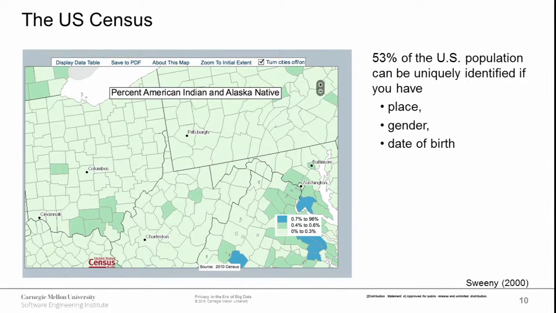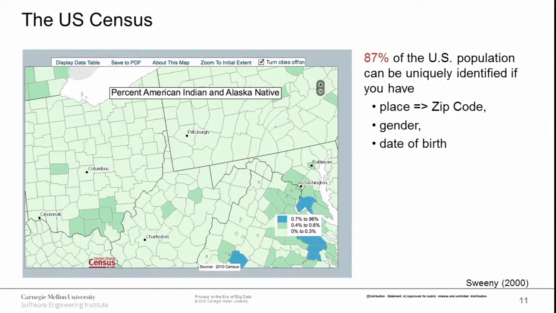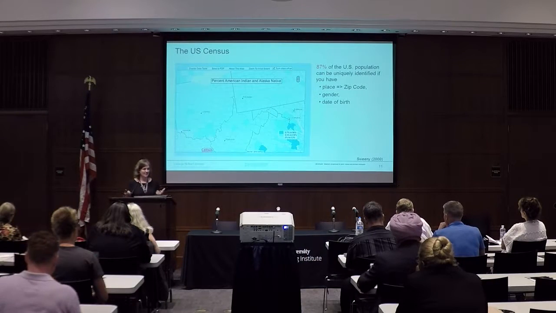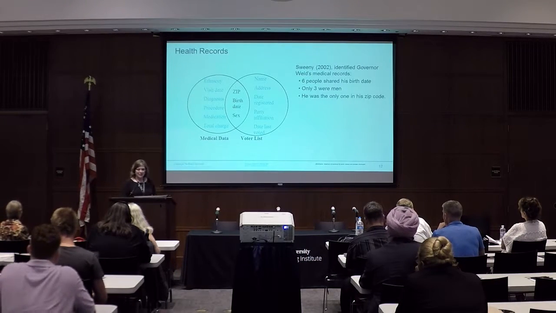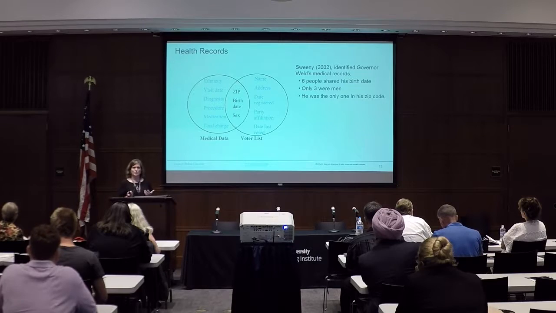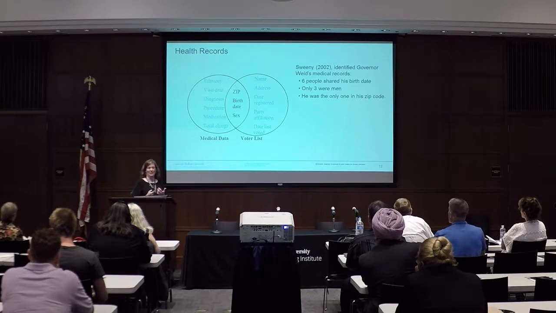And they figured out that 53% of the population can be uniquely identified by place, gender, and date of birth. And if we make place a little more specific, turn that to zip code, that turns into 87% of the US population. So those three pieces of information, which we consider like a phone book, can be used to reveal things that we maybe wish we weren't revealing.